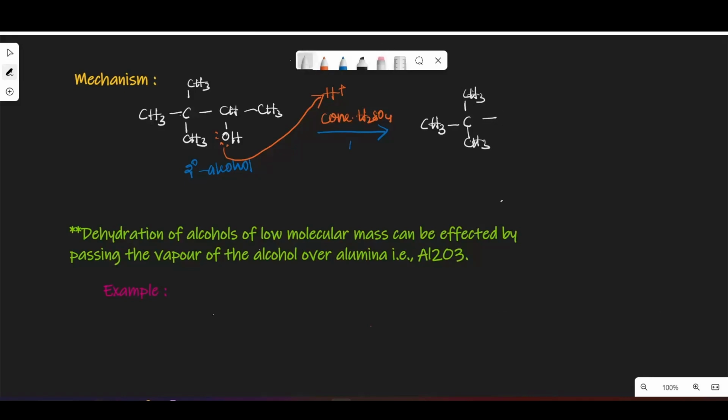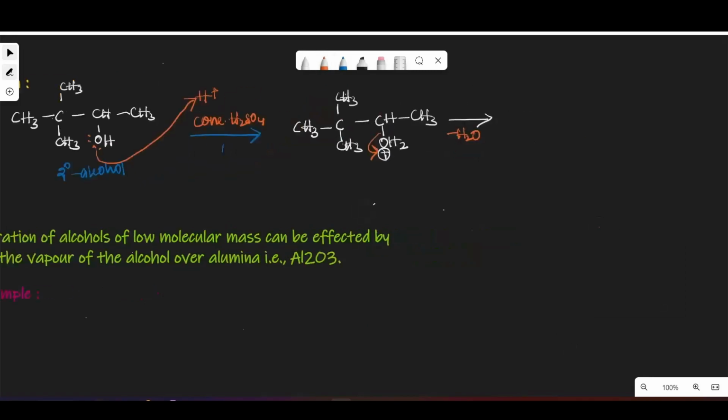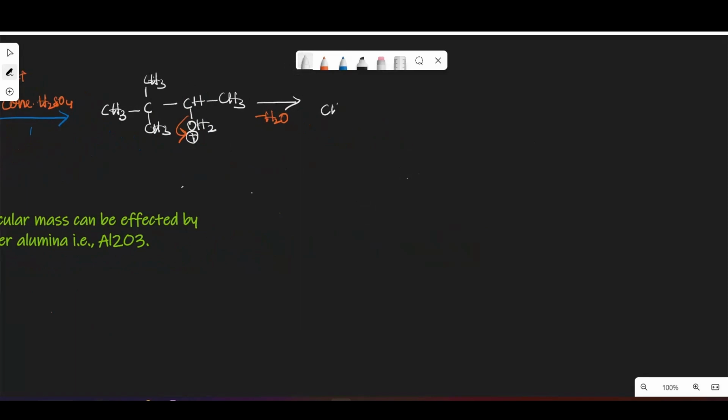Here it would be C, OH2 positive. This OH alcohol will become OH2 positive, and the OH2 positive is water. It is a good leaving group. It leaves as water as a leaving group. After that this water will be removed, then we will get CH3, C, CH3, CH3. Here it will form a carbocation.